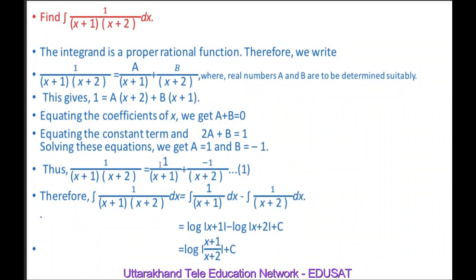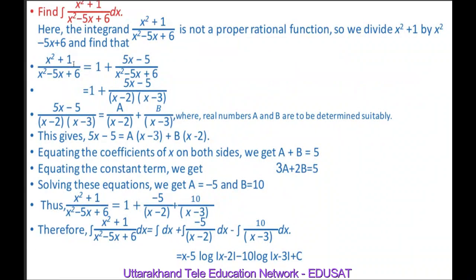Now we know how to integrate these. So the integration of this rational function is equal to integration of 1 upon x plus 1 dx minus integration of 1 upon x plus 2 dx. We know that integration of 1 upon x is log x. Both are linear factors, so we can use this formula. Integration of 1 upon x plus 1 is log x plus 1. Integration of 1 upon x plus 2 is log x plus 2. Here there is a minus sign. And we know that log of m minus log of n is log of m upon n. So it is log of x plus 1 upon x plus 2 plus c.